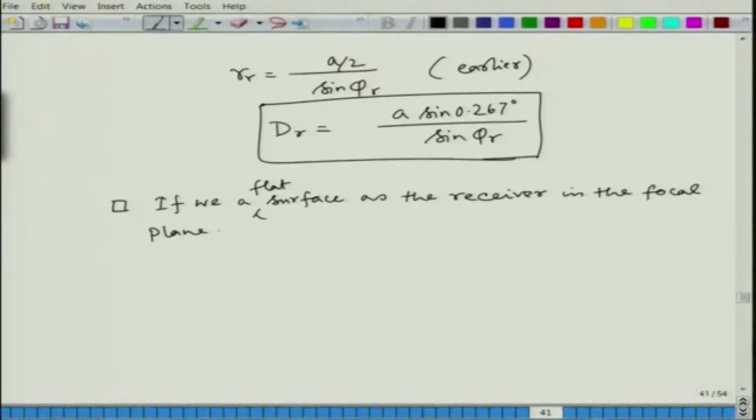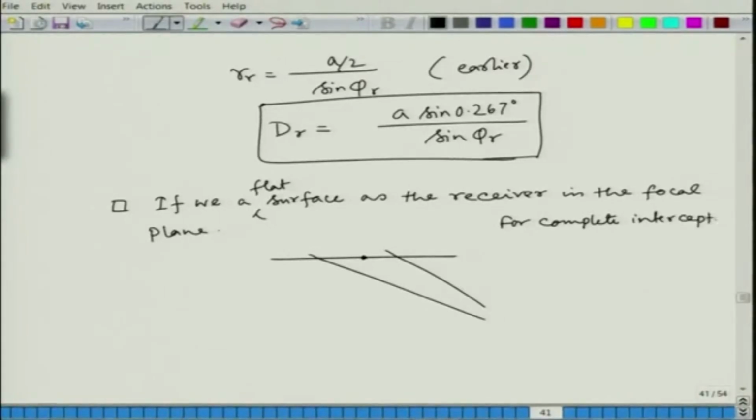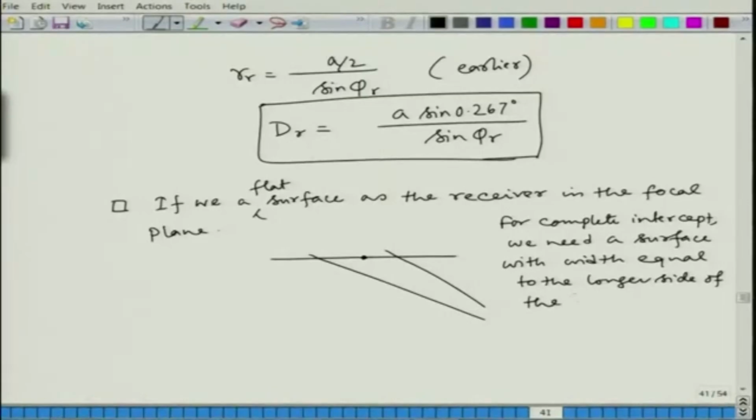Okay. So, if we have that, then what we can see is, if this is our receiver plane and we have the cone just like this, then what we need to have for complete intercept, we need a surface with width equal to the longer side of the image cone.